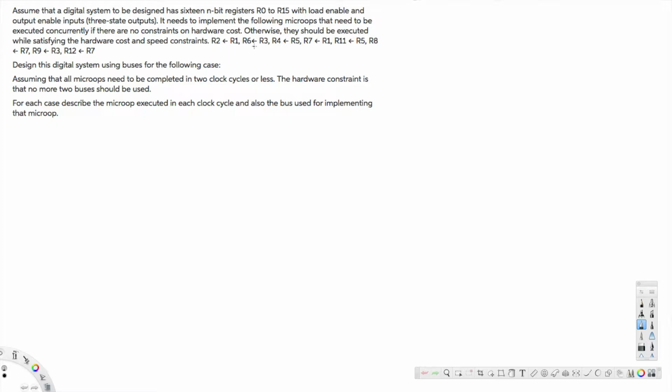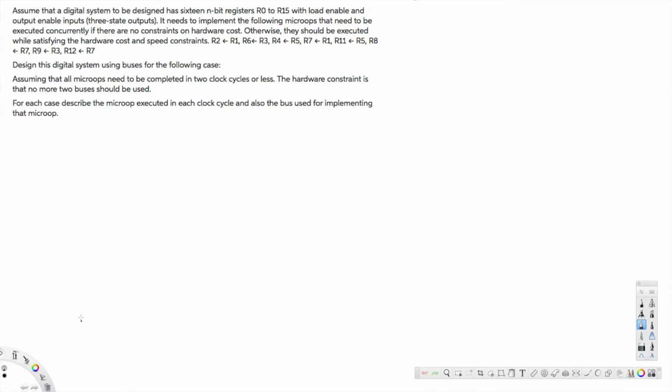R1 goes to R2, R3 goes to R6, R5 goes to R4, R1 goes to R7, R5 goes to R11, R7 goes to R8, R3 goes to R9, R7 goes to R12. Design the digital system using buses for the following case. Assuming that all microops need to be completed in 2 clock cycles or less, the hardware constraint is that no more than 2 buses should be used. For each case, describe the microops executed in each clock cycle and also the bus used for implementing them. Now let's go ahead and see how it's going to look.